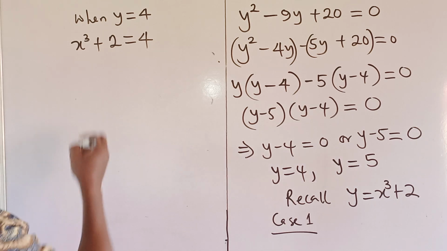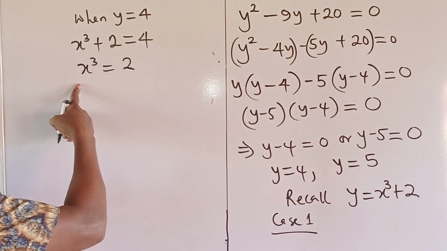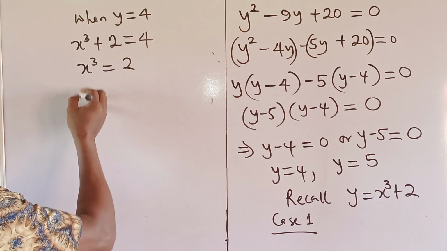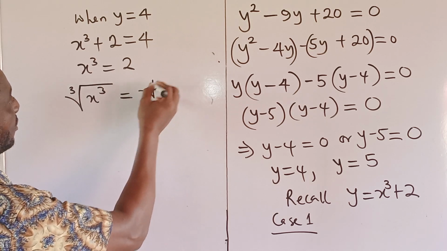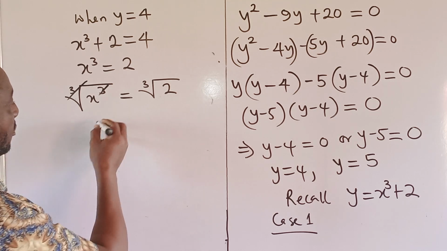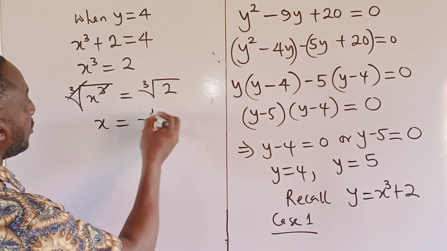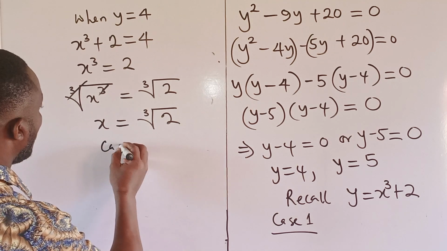So if I subtract 2 from both sides, s cubed will be equal to 2. Then if I take the cube root on both sides, we shall be having the cube root of s cubed equal to the cube root of 2. So the cube root will annihilate the cube. We are going to be left with s equal to the cube root of 2. Then case 2.